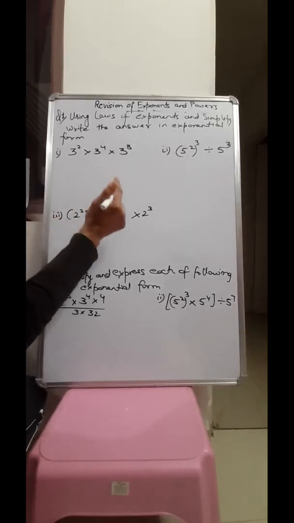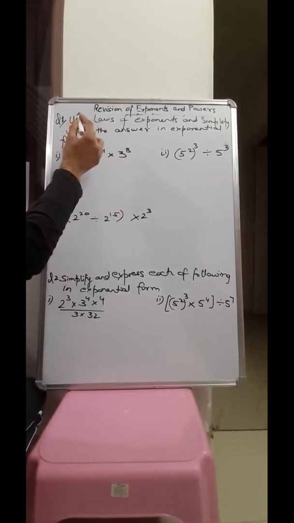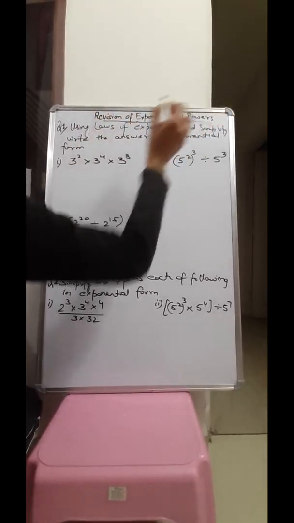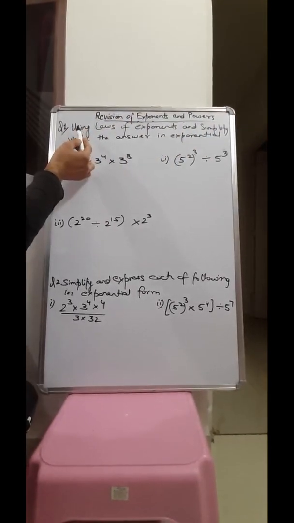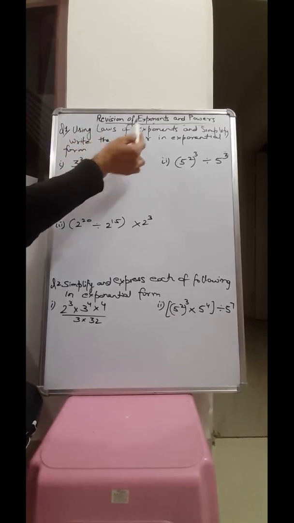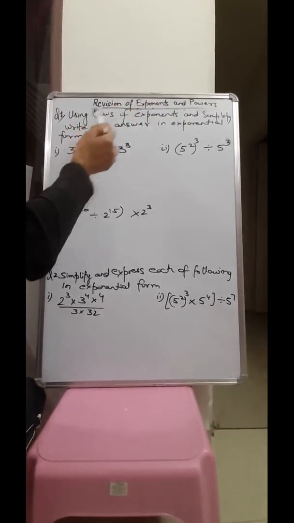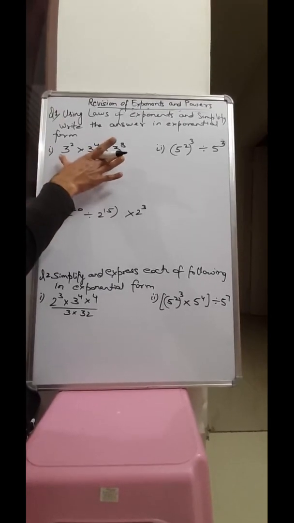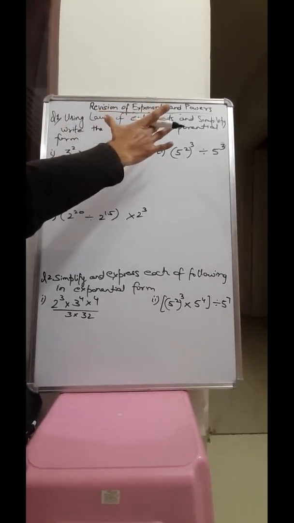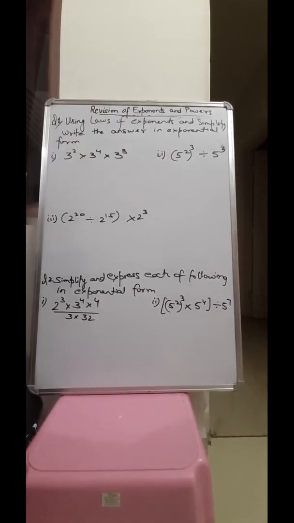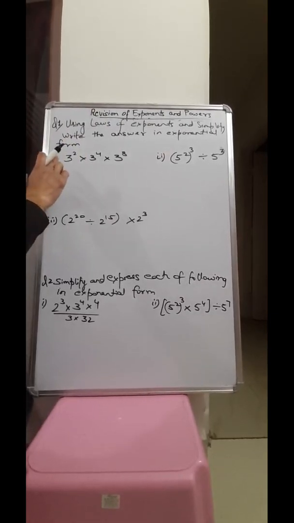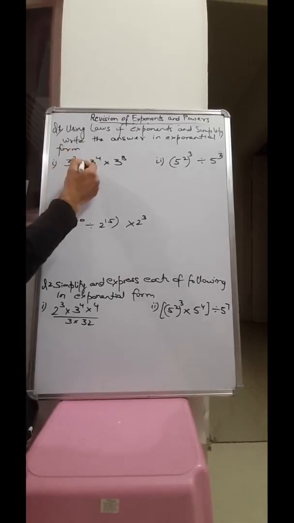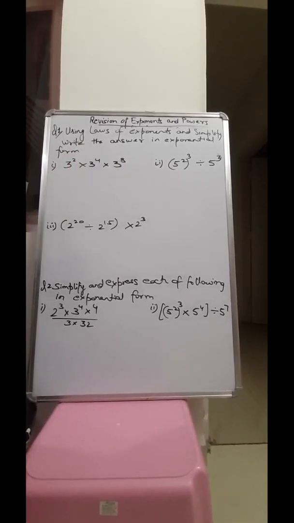Now students, we are going to continue the revision of chapter exponents and powers. The first question is: using laws of exponents, simplify and write the answer in exponential form. So here we have to use the laws of exponents and then write the answer in exponential form. The first is 3 raised to power 2 multiplied by 3 raised to power 4 multiplied by 3 raised to power 8.